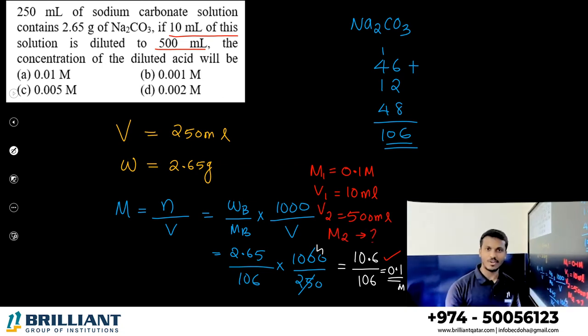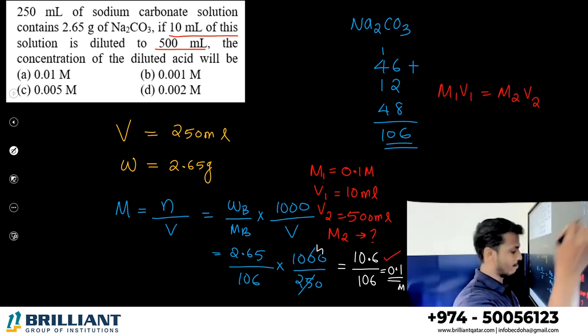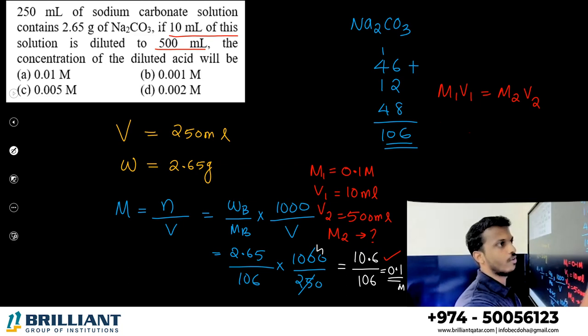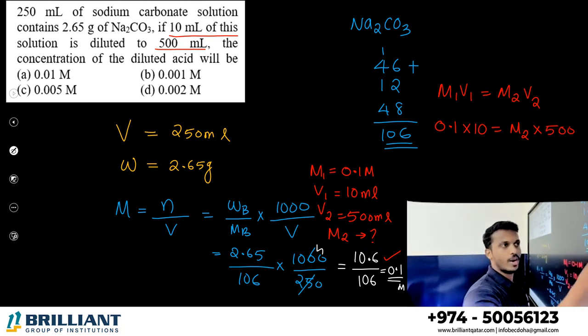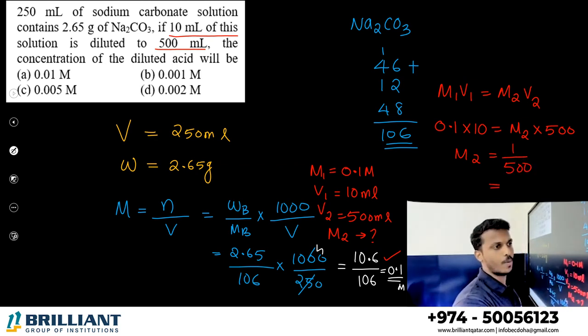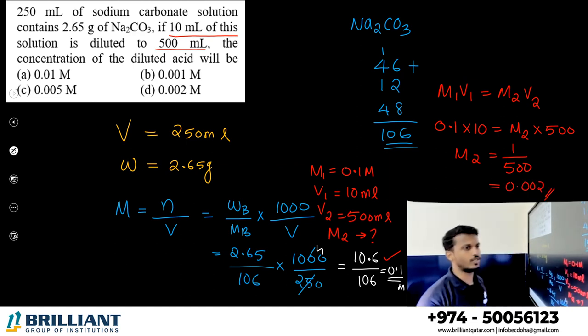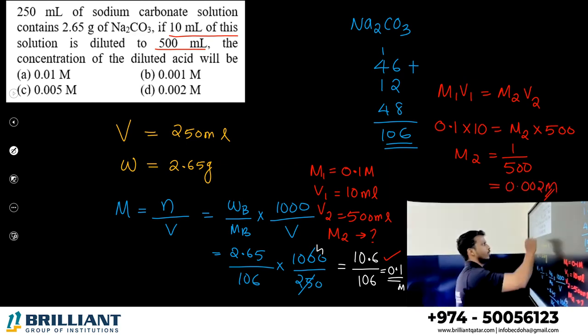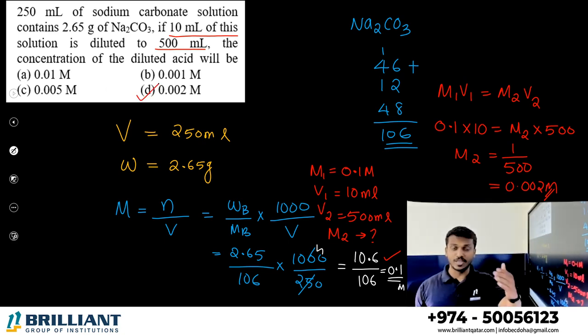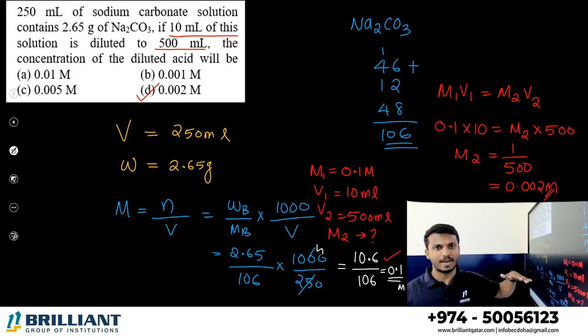M2. We have a dilution formula: M1 V1 equals M2 V2. M1 is 0.1, V1 is 10, M2 into V2, which is 500. 0.1 into 10 is 1. So M2 is equal to 1 divided by 500, which is 0.002. So 0.002 molar, option D. So for dilution, please don't avoid the beginning part of the chapter, like the concentration expressions, parts per million, molarity; they can be expected.